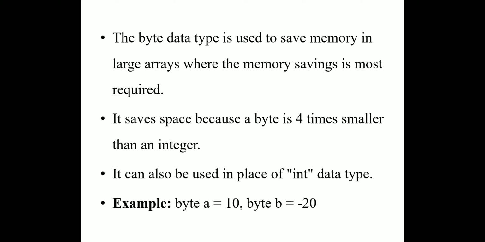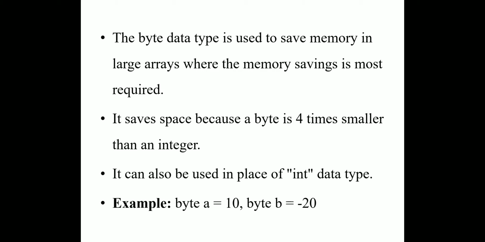The byte data type is used to save memory in a large array where memory saving is most required. It saves space because a byte is 4 times smaller than the integer.